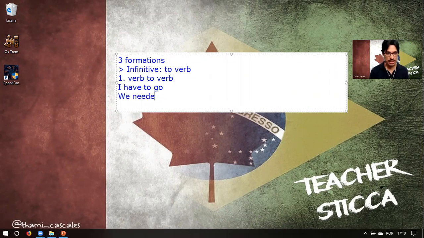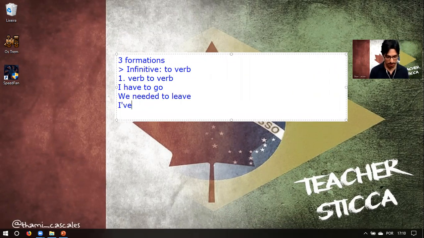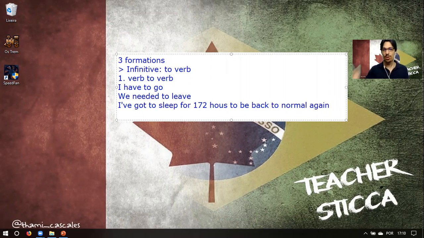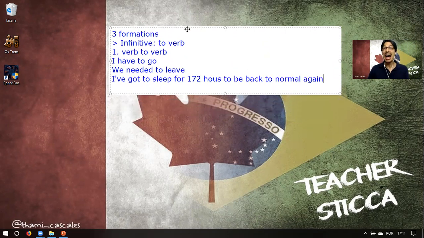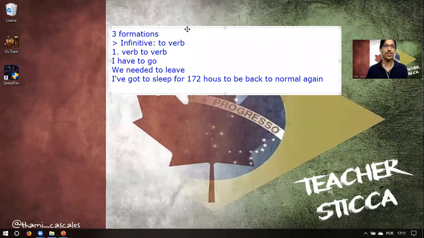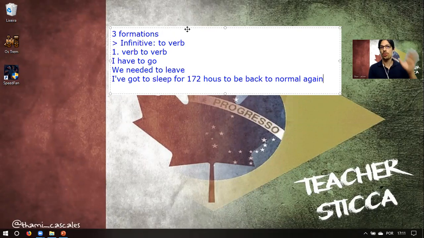We needed to leave. I've got to sleep for 172 hours to be back to normal again. It's true. Now you see that we have verb to verb: have to go, needed to leave, got to sleep. This is the most common situation in which we have the infinitive, and a broad range of verbs in English go to this situation. So if we have one verb after the other, generally, not always, of course, they go to the to verb case.